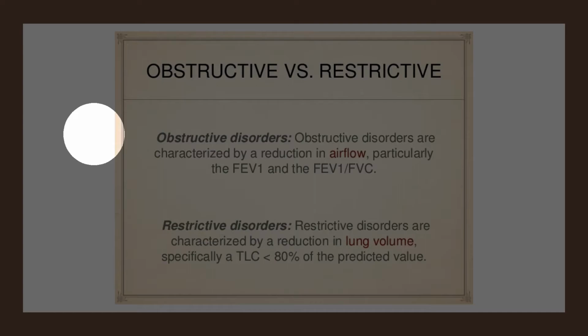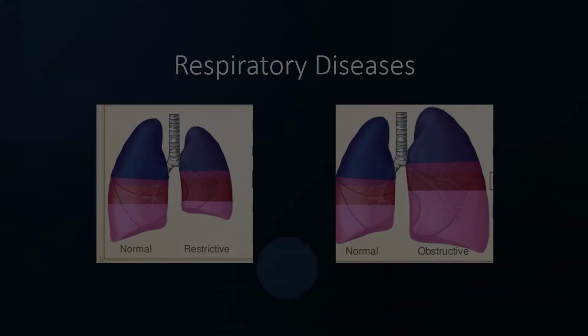Obstructive disorders are characterized by reduction in the airflow, particularly the forced expiratory volume and the FEV1 to FVC ratio. Restrictive disorders are characterized by reduction in lung volume. Here the flow is decreased, here the lung volume is decreased. Specifically, total lung capacity is decreased to less than 80% of the predicted value. Overall volume is decreased because of the smaller size of the lung.